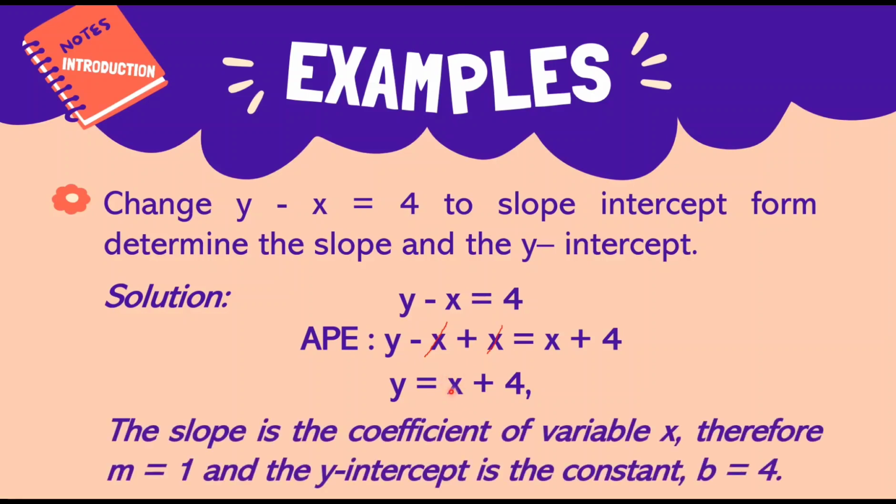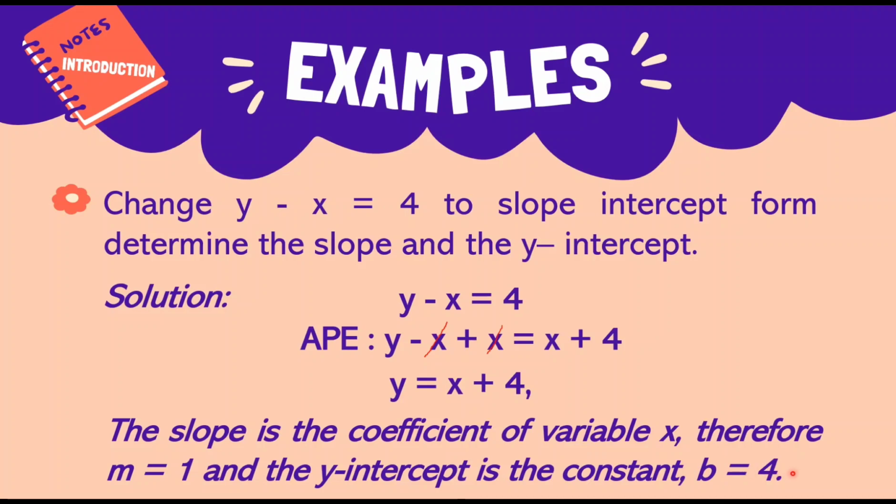So therefore, the slope is the numerical coefficient of the variable x. Therefore, m, or the slope, is equal to 1. How about our y-intercept? Yes, it is written on our presentation that the y-intercept is the constant term. And what is our constant term? The constant term is positive 4. So therefore, our y-intercept is equal to 4.